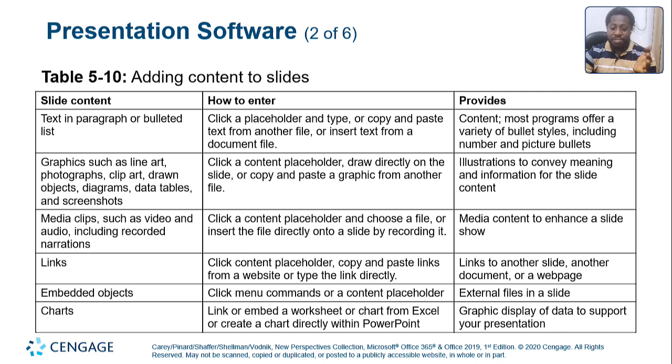So we have text in paragraph or bulleted list. We have graphics such as line art, photographs, and clip art. At this point we are not focusing on a particular type of presentation software like Microsoft Office PowerPoint. We are just talking about generic tools available in presentation software, how we enter them, and of course what they provide. If you have used Microsoft PowerPoint before, let me know how many of these things you can easily relate to. Comment down in the comment section or leave me a message. If you know them and want to keep them to yourself, that is also fine. They are all equally okay.